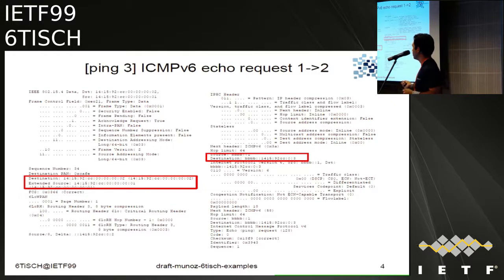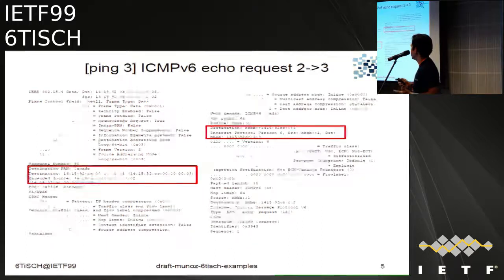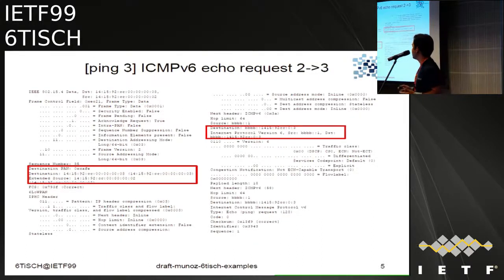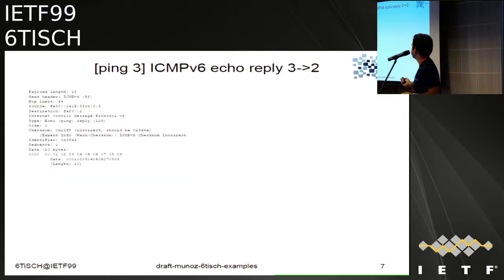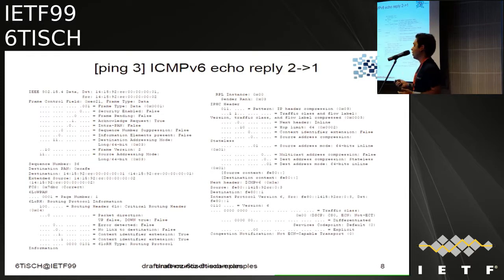We see node 1 in the source, and then the destination is node 3. So node 2 passes the frame to node 3, and then the reply goes from 3 to 2, and then the reply goes from 2 to 1. Well, this is a very simple draft of all the 6TiSCH frames.